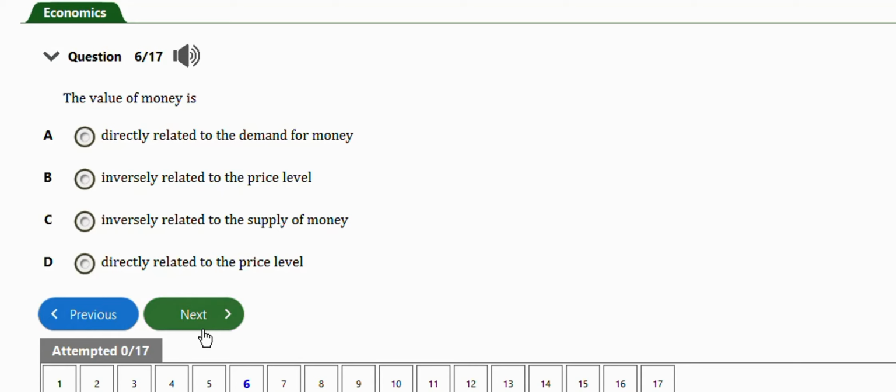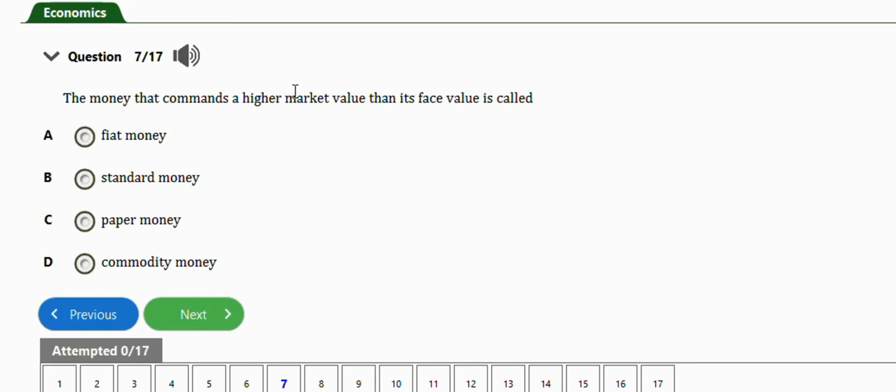The next question is this one. It says the money that commands a higher market value than its face value is called fiat money. Yes, that's the right answer, guys. Take note of this question. Option A is the right answer.